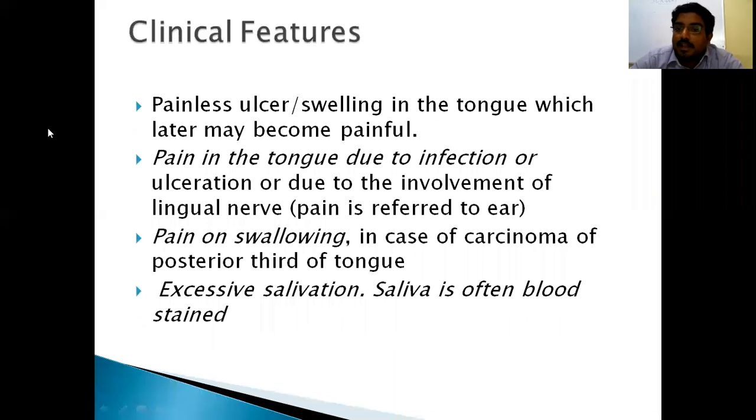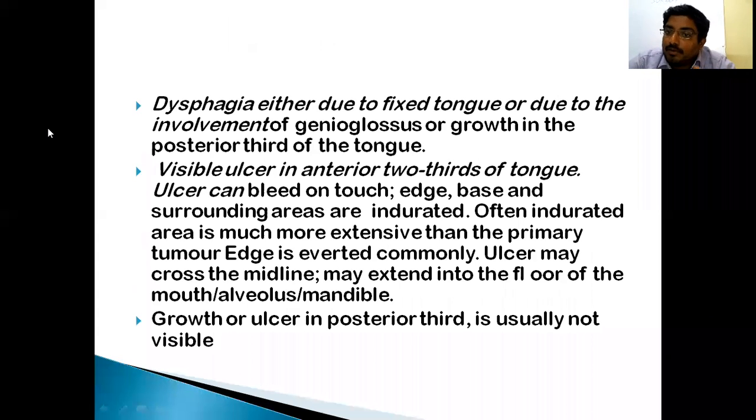See the clinical features. First, remember it is an ulcer or swelling. First it is painless, then it becomes painful. Why is it painful? It is due to infection, ulcerative tissue, or lingual nerve involvement. Then pain on swallowing. Why? It affects the posterior one-third. Then excessive salivation; the saliva is often blood stained. Then dysphagia. Why dysphagia? The posterior one-third of the tongue is involved and the tumor is fixed. Dysphagia means difficulty in swallowing.